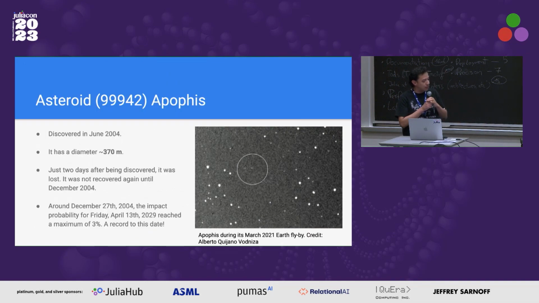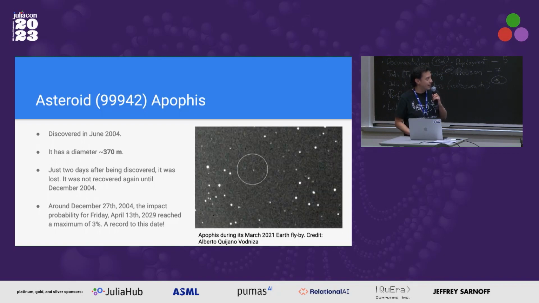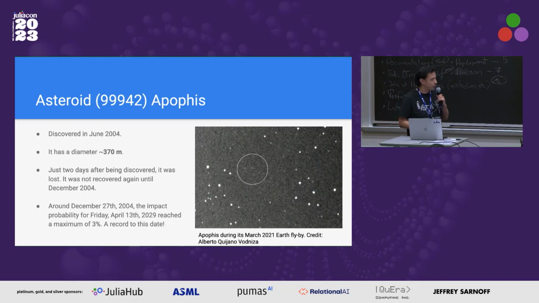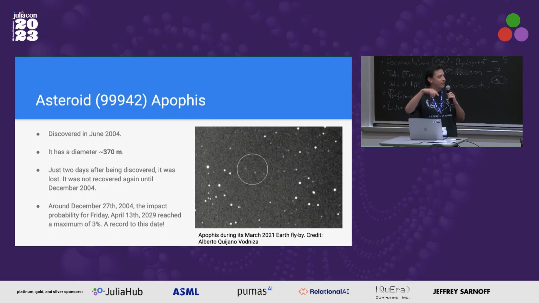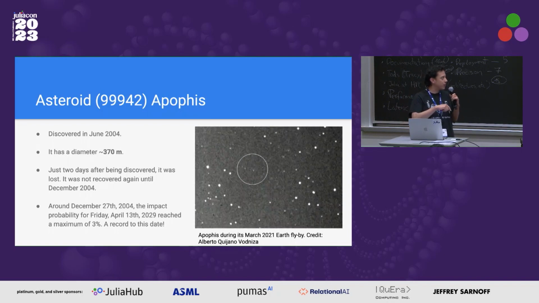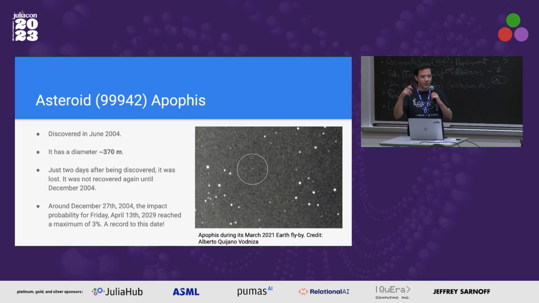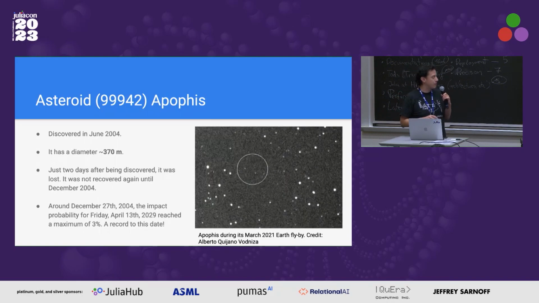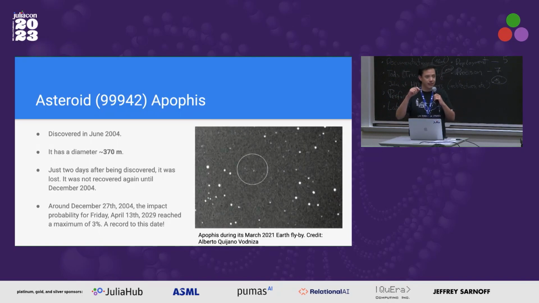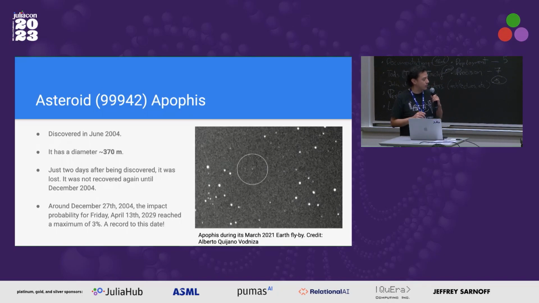In particular, I want to talk about asteroid Apophis. It was discovered in 2004. It has a diameter of about 400 meters. Just 2 days after being discovered in June 2004, it was lost, and it was not recovered until December 2004.